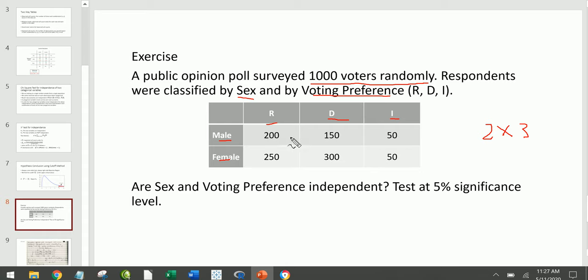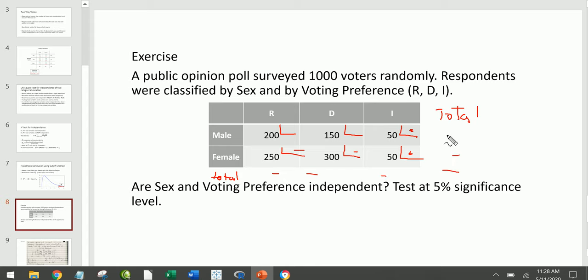Okay, here are the observed cell counts. We're given them. We're not given the raw data in this case. We're given the observed cell counts summarized in this table. Now what you need to do is get the expected cell counts one by one. Maybe stick them in this corner. Get the marginal totals in the process, and you're going to need all these values. Get the marginal totals, the grand total, and then answer this question: are sex and voting preference independent? That's a chi-square test of independence. Alpha is 5%. So you could pause here, give this example a shot.